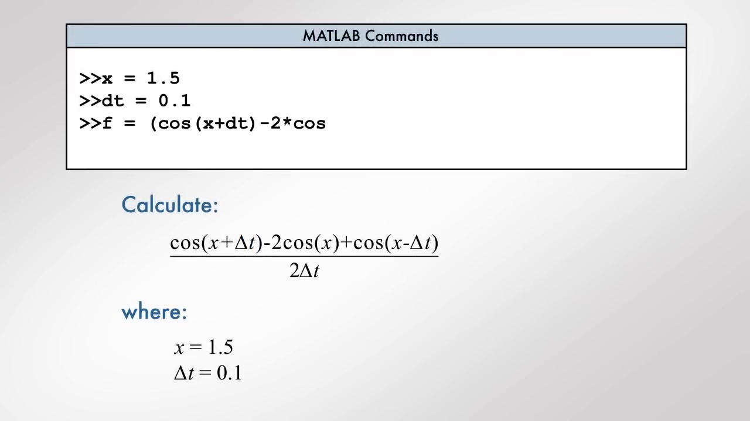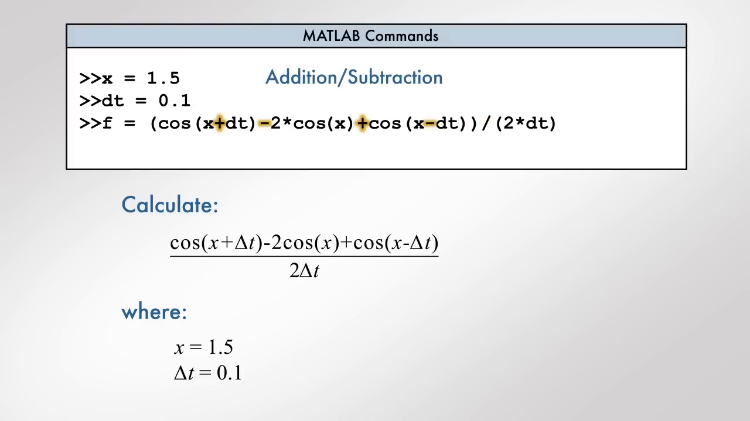For example, using the variables x and dt, this command calculates the result of the mathematical expression. Notice that we use the star operator, represented by the asterisk, to indicate multiplication of two values. The / represents division. Finally, addition and subtraction operations are represented by the plus and minus characters.